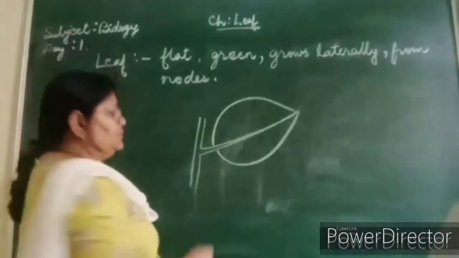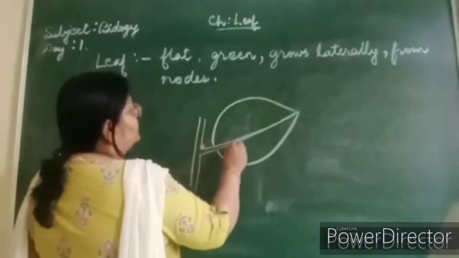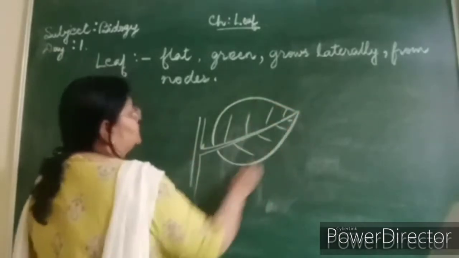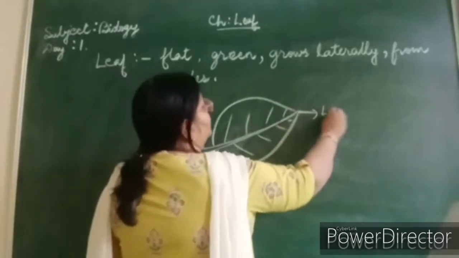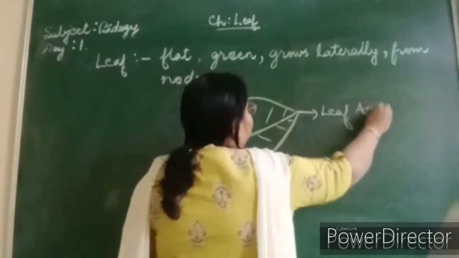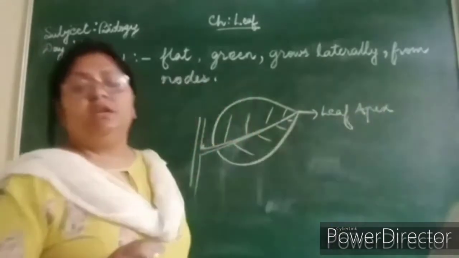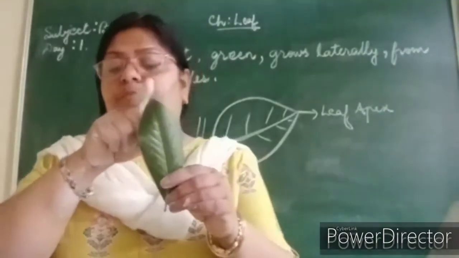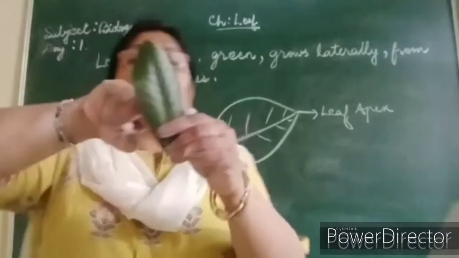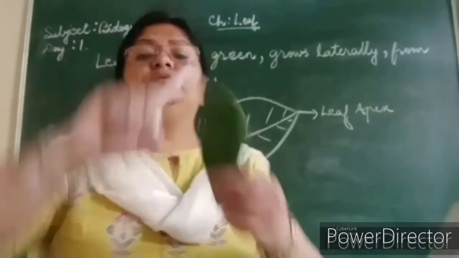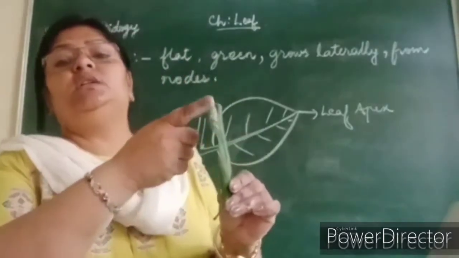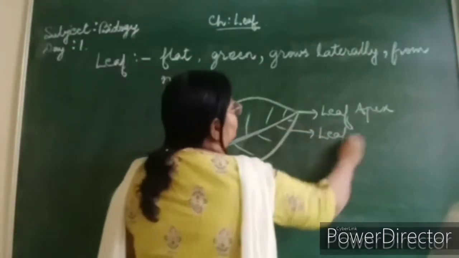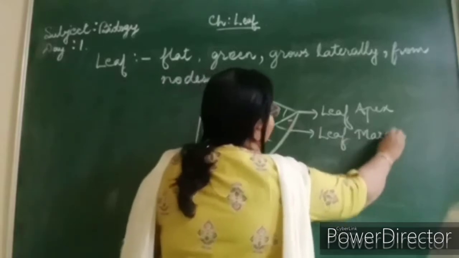Okay, so coming to the tip of the leaf. The tip of the leaf is called the leaf apex, right at the tip. The margin, that is the outer edge. The outer edge of the leaf is called the leaf margin. So this is the leaf margin.